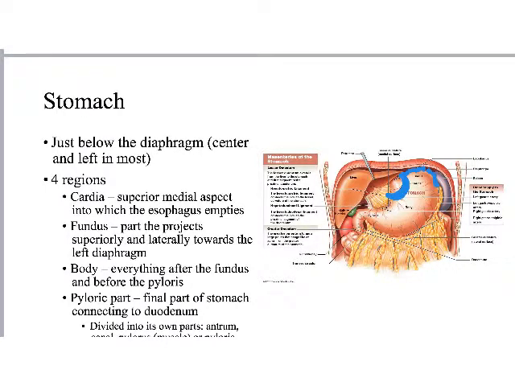Then the body is really most of the stomach, and the final section of the stomach that attaches to the small intestine, this section here, is called the pylorus. And it's divided into its own sections, which I'm really not going to make you memorize, but within the pylorus there are even more smaller sections.